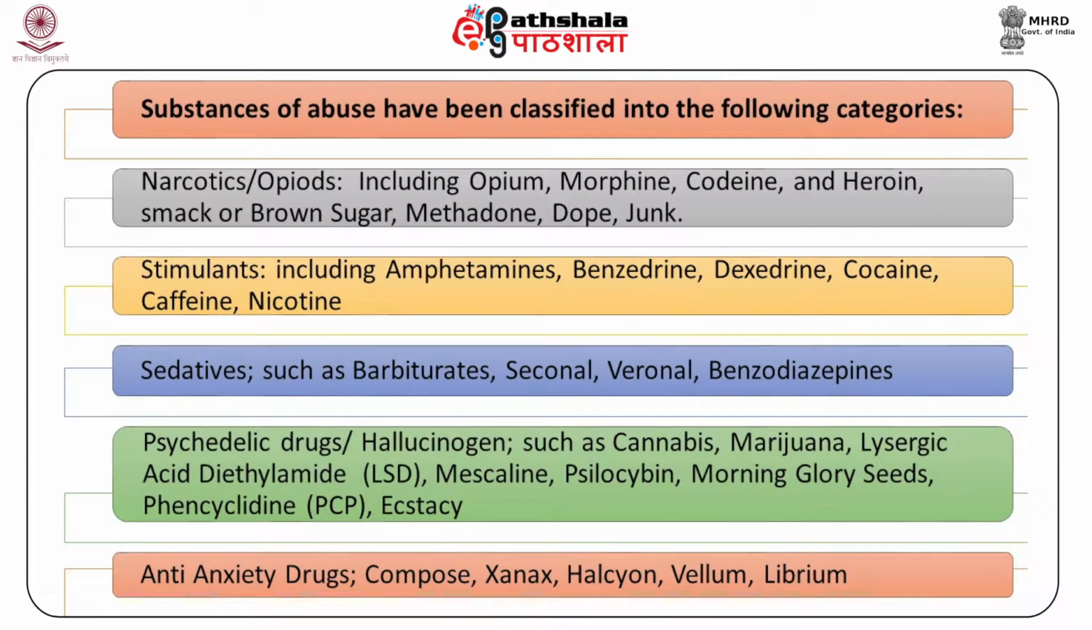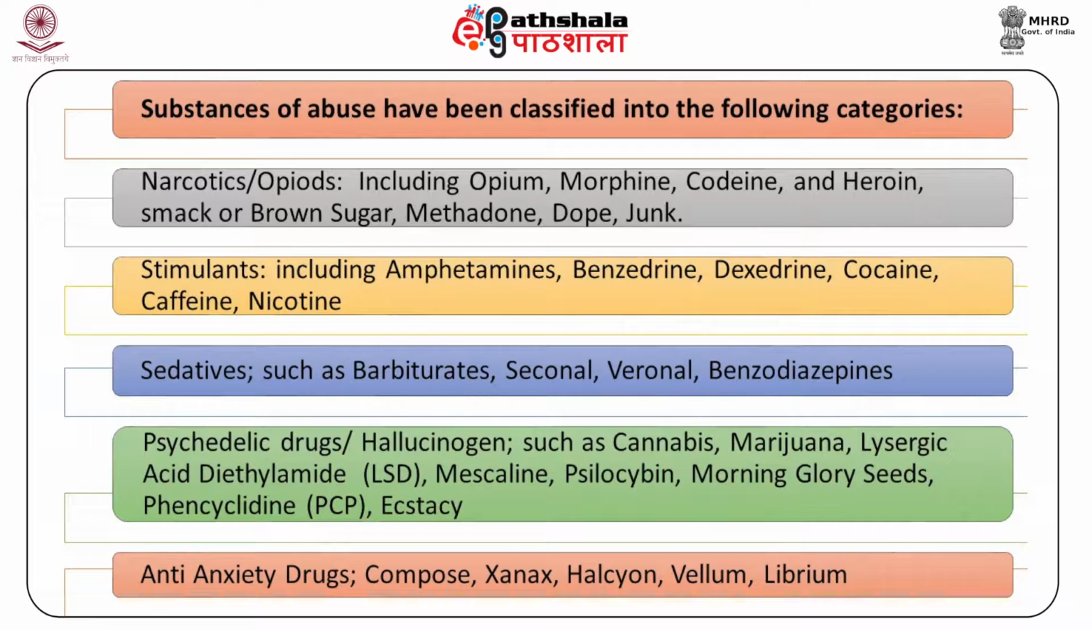Substances of abuse have been classified into the following categories. Number 1, narcotics or opioids, including opium, morphine, codeine and heroin, smack or brown sugar, methadone, dope or junk. Second are stimulants, including amphetamines, benzedrines, dexedrines, cocaine, caffeine and nicotine.